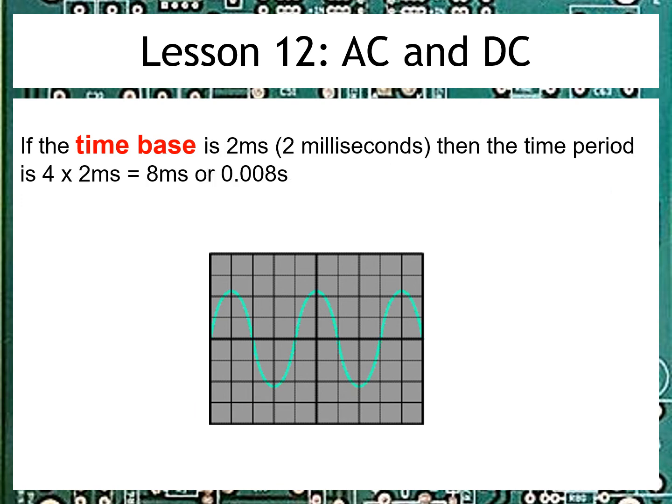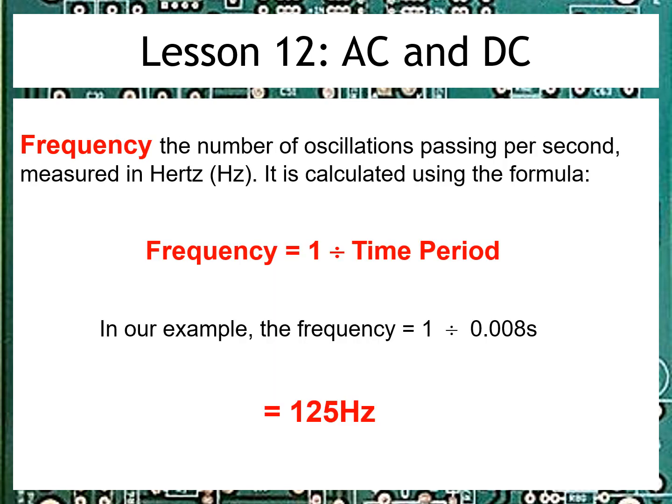In this example, we set the time base to 2 milliseconds. Don't forget little m or milli means 1,000th, so 2,000ths of a second. Going back to what we did in the last slide, we know that the time period is 4 squares across from peak to peak or trough to trough. So the time period is 4 multiplied by 2 milliseconds, which gives us 8 milliseconds. Or if I divide by 1,000, 0.008 seconds.